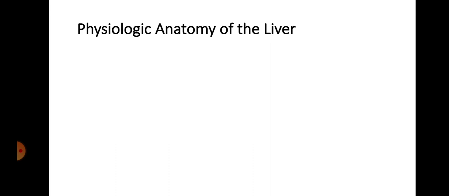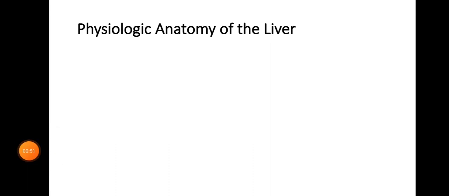1. Filtration and storage of blood, 2. Metabolism of carbohydrates, proteins, fats, hormones, and foreign chemicals, 3. Formation of bile, 4. Storage of vitamins and iron, 5. Formation of the coagulation factors. Now let's discuss the physiological anatomy of the liver.